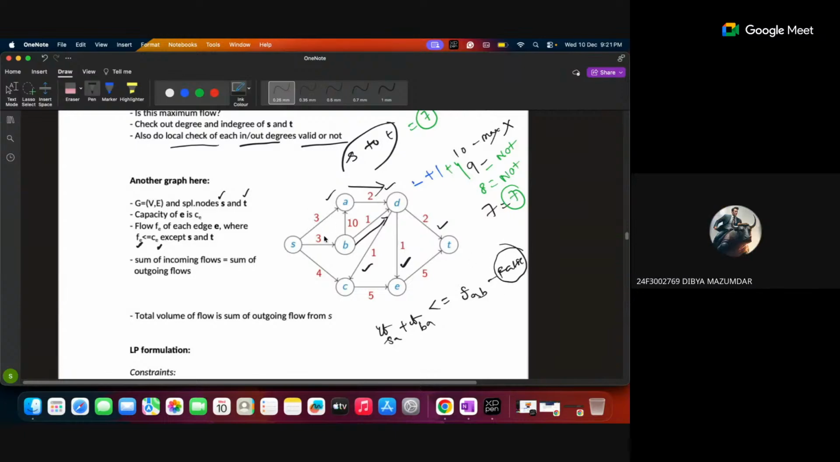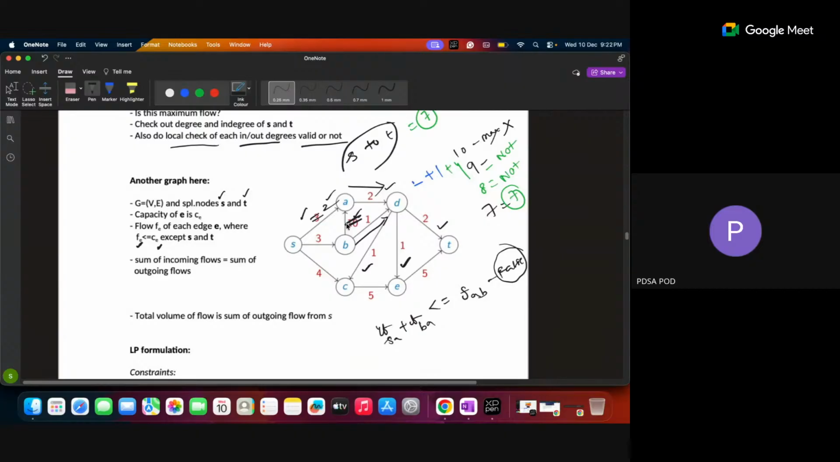Also, there is no flow from A to B. A to B, there is no flow. B to A is there. Clear? Because it's a directed graph, right? So if this constraint is not satisfied, we cannot do this flow. We cannot use this 3. We cannot use this 10. If this 3 is the maximum, I can use 2 only. I cannot go more than that.